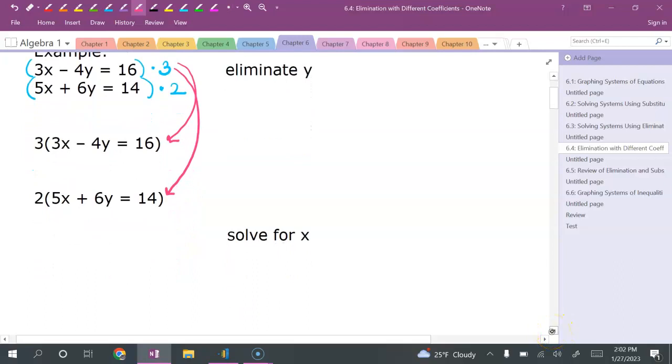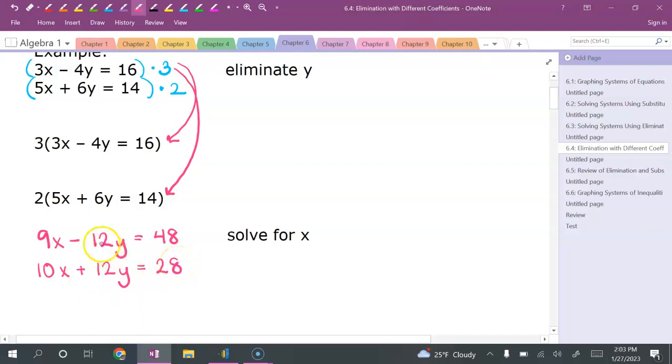Now, remember last section when we were creating opposite coefficients and we had to multiply by -1, that I said you need to make sure that you multiply everything in the equation by that number. So the same thing applies here. I need to take everything in that first equation times 3, and everything in the second equation times 2. So the new top equation is going to say 9x minus 12y equals 48. And then the new bottom equation is going to say 10x plus 12y equals 28.